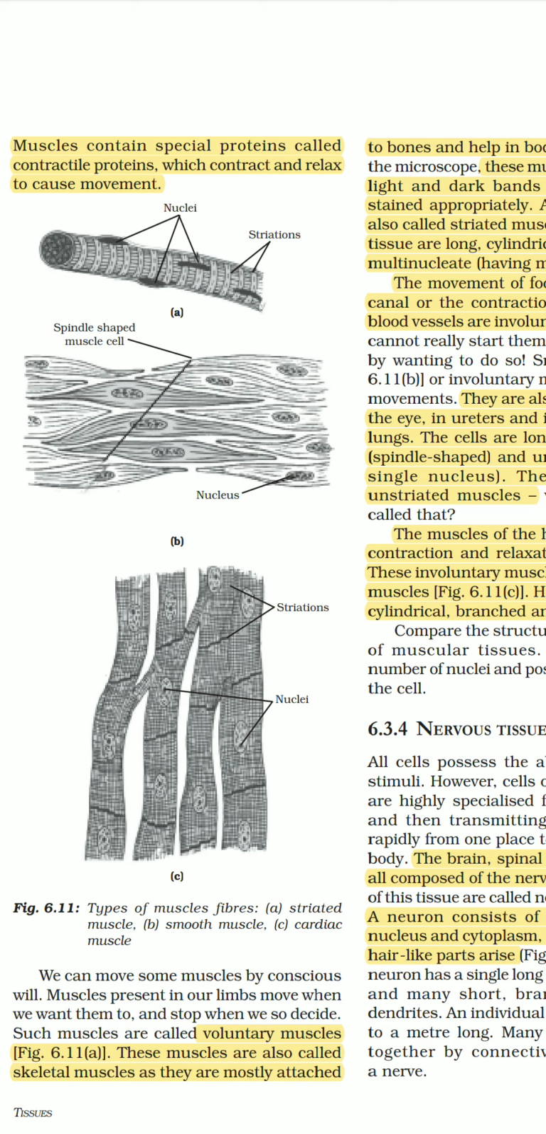They are multi-nucleated. So many nuclei are present on one muscle cell, and because they have so many nuclei, they must have a lot of mitochondria also to meet the energy demand. Now, what is the function of it? They are voluntary in function.